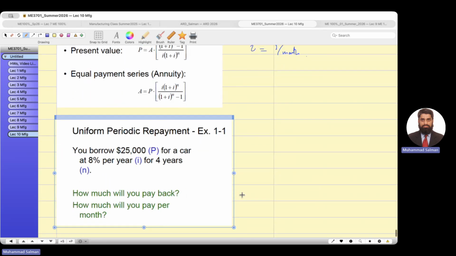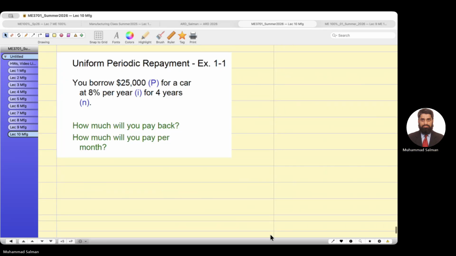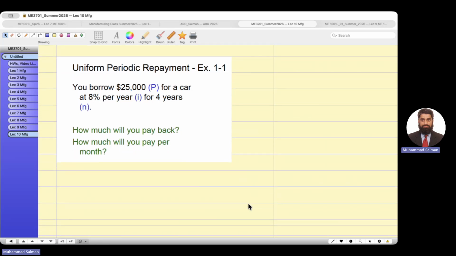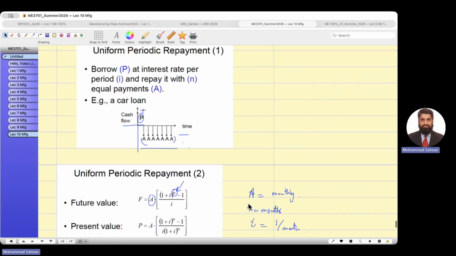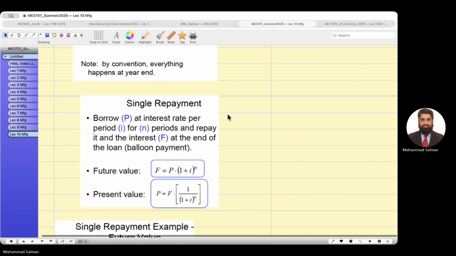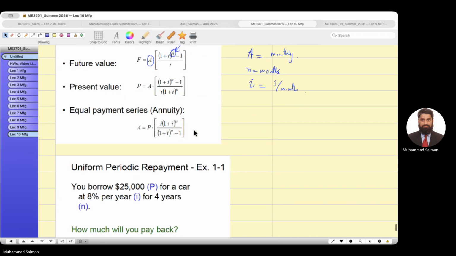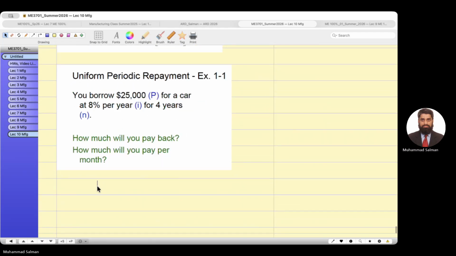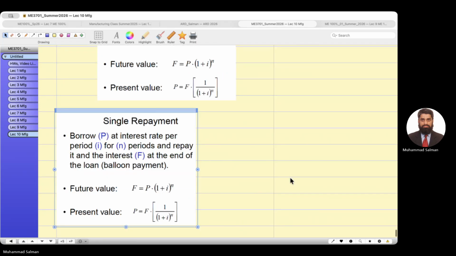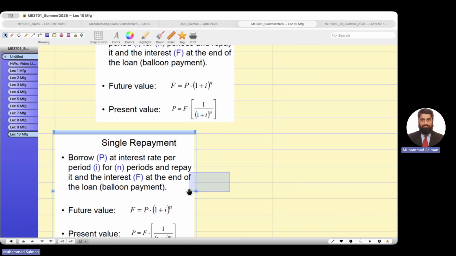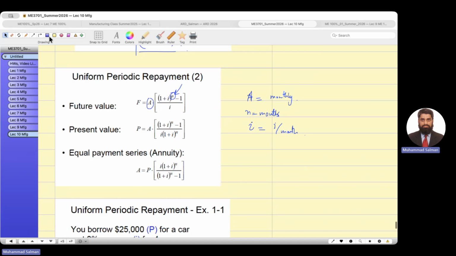Okay, how much will you pay back? Can you solve this question? You borrow this much money for your car, 8% per year, 4 years. How much will you pay back? And how much will you pay back per month? So I would say use this formula first, future value. And then per month, you will use this formula.